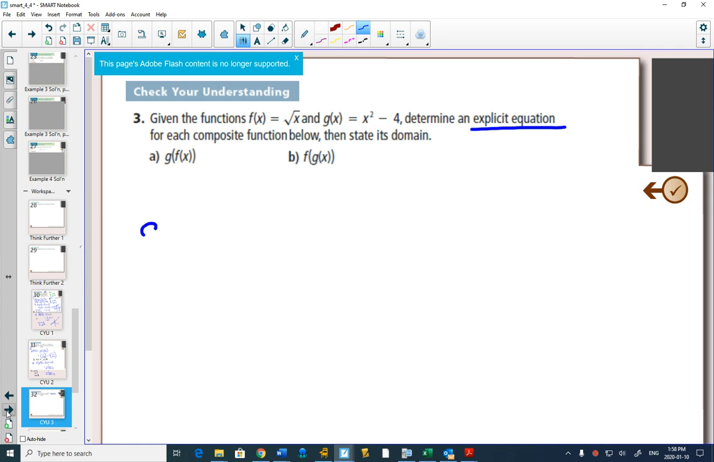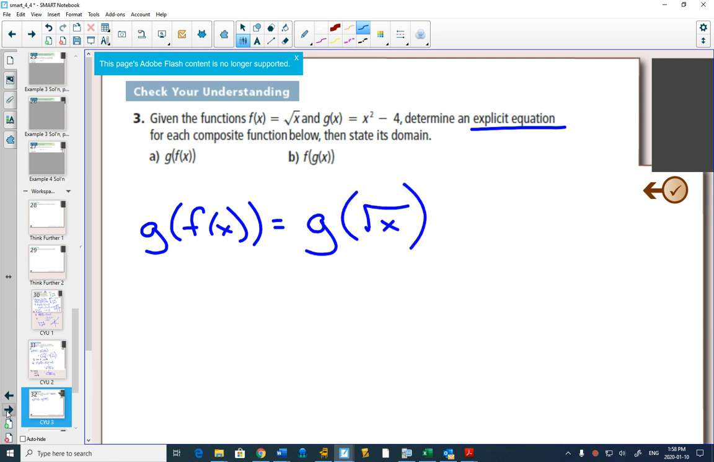So g of f of x. G of f of x, well, f of x is the square root of x. And then what happens in g, whatever you plug in gets squared, and then you subtract 4. So what does this look like? Square root squared just becomes x minus 4.